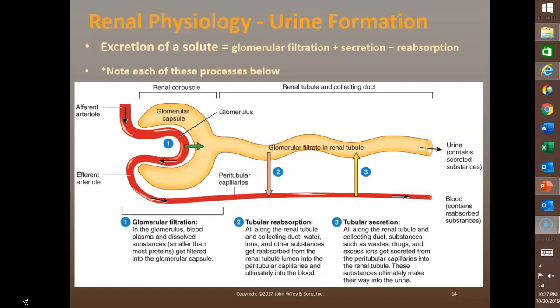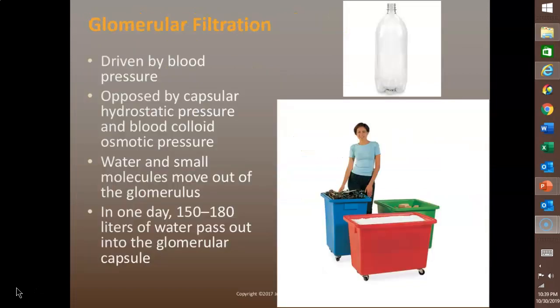All right, so the solutes and the fluid that drain into the minor and the major calyces and then into the renal pelvis are going to be urine, and they're going to be excreted. So the rate of excretion is going to be glomerular filtration plus secretion minus how much is reabsorbed. On average, about 150 liters in females to 180 liters in males are going to be filtered out every single day.